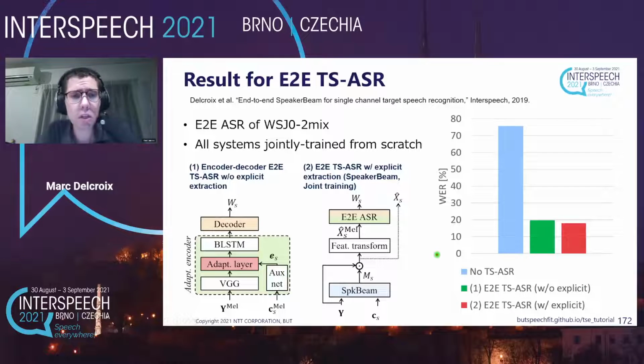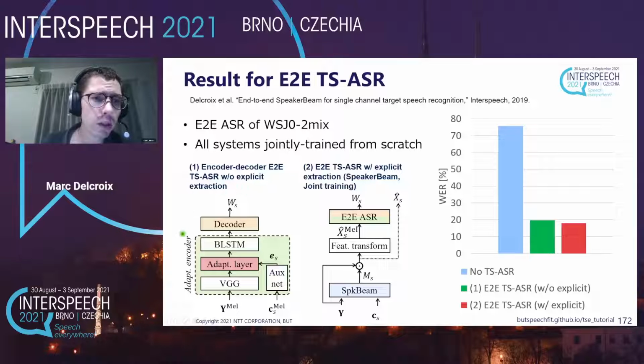So here I would show a result comparing target speaker ASR without explicit extraction on the left here and with explicit extraction on the right here. In this study, we evaluate end-to-end ASR, and the task is Wall Street Journal 2 mixed. And all systems were jointly trained from scratch.